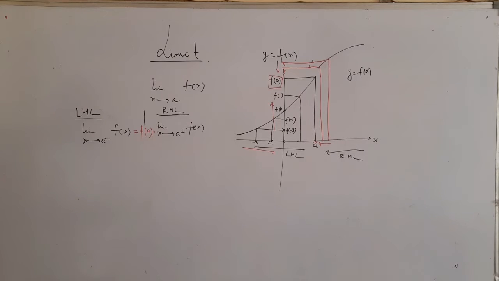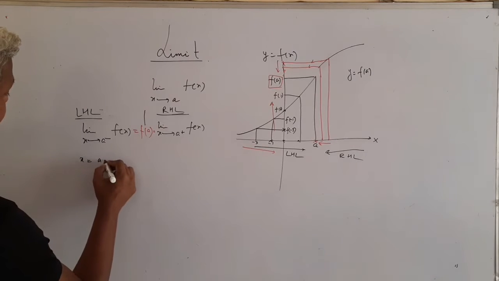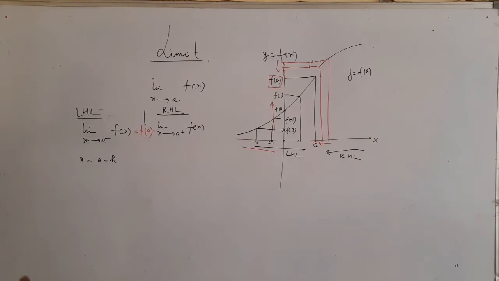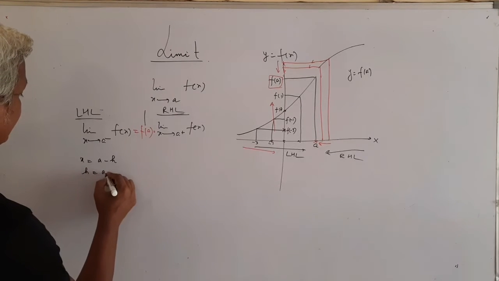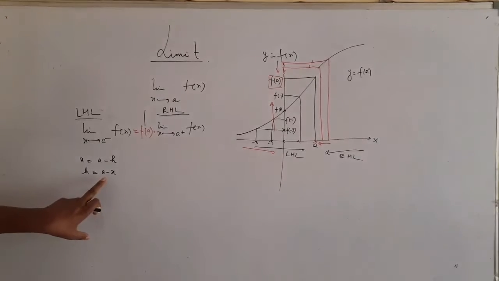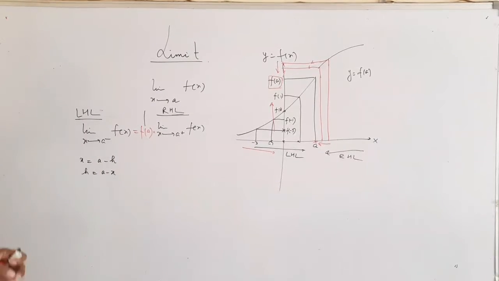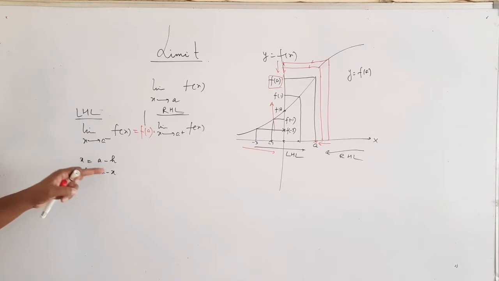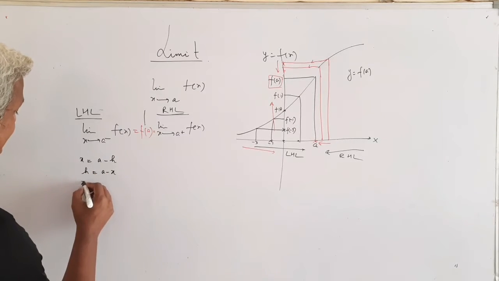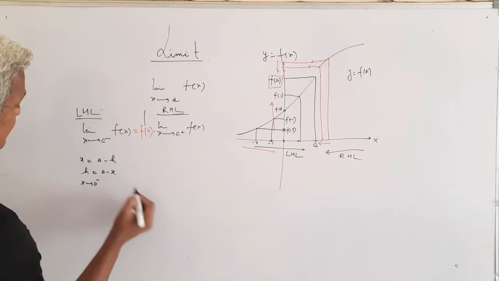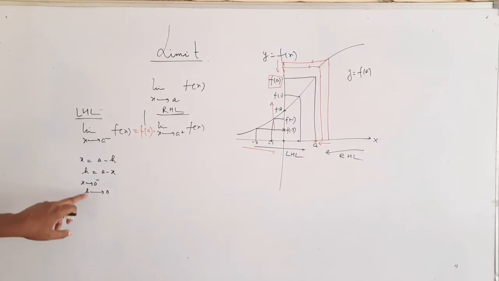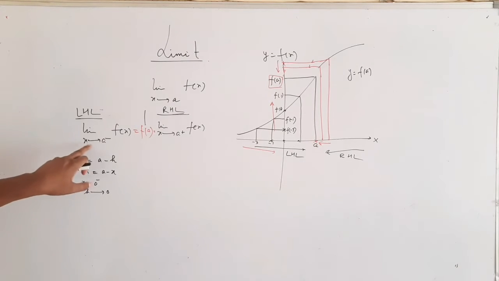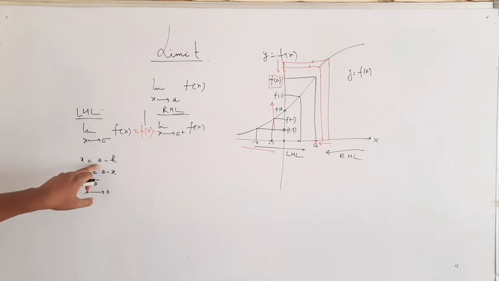In the case of the left hand limit, you just assume x to be a minus h, meaning try to find h which is very close to a minus x. Since my x is approaching a, I'm trying to get as close to a as possible, and when x is tending to a minus, h should be so close to 0, because a minus h is tending towards a.